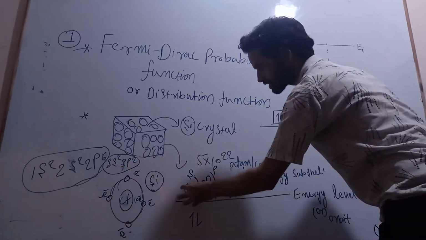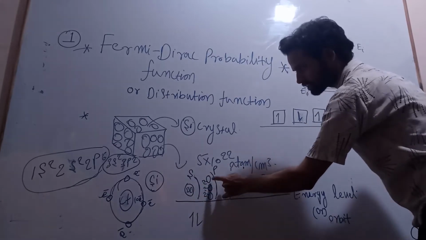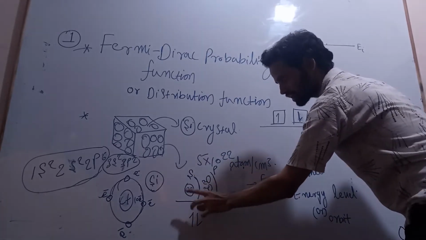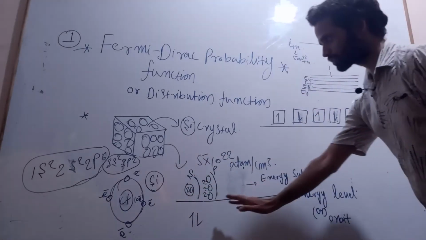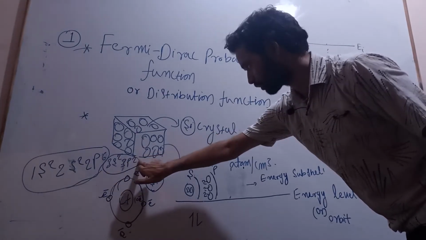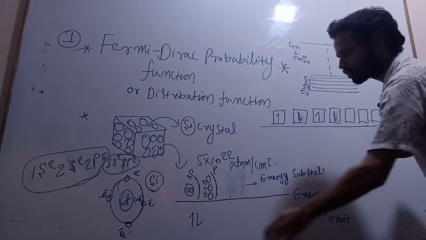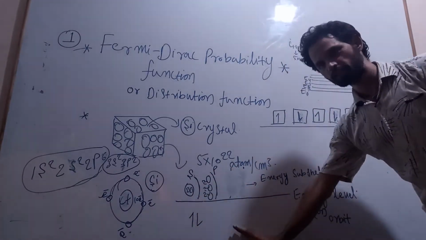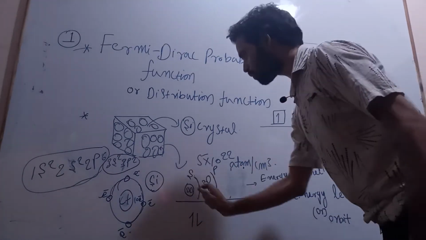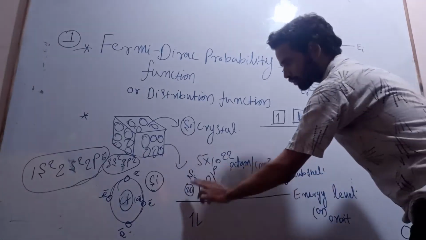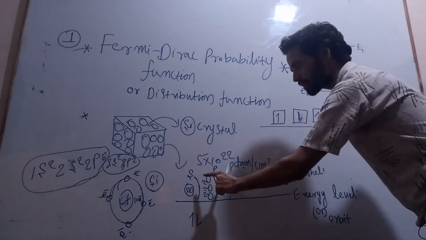S has how many orbitals? One. P has three orbitals. Each and every orbital has two quantum states. Total four electrons. Each electron has a single quantum state according to the Pauli exclusion principle. Every quantum state is occupied by a single electron. No two electrons can be allowed to occupy the same quantum state.